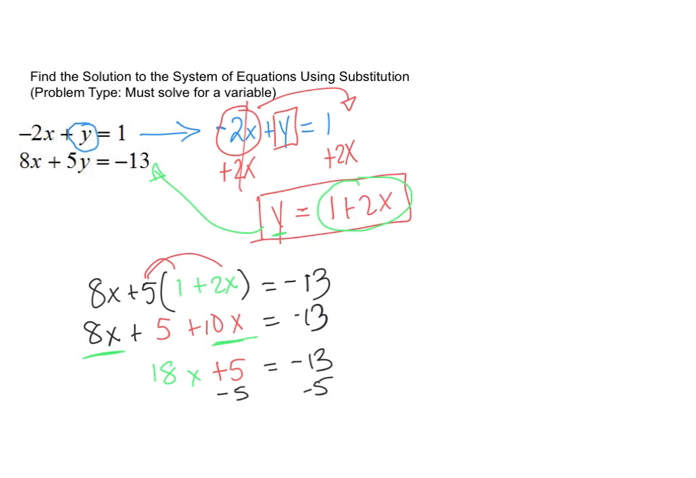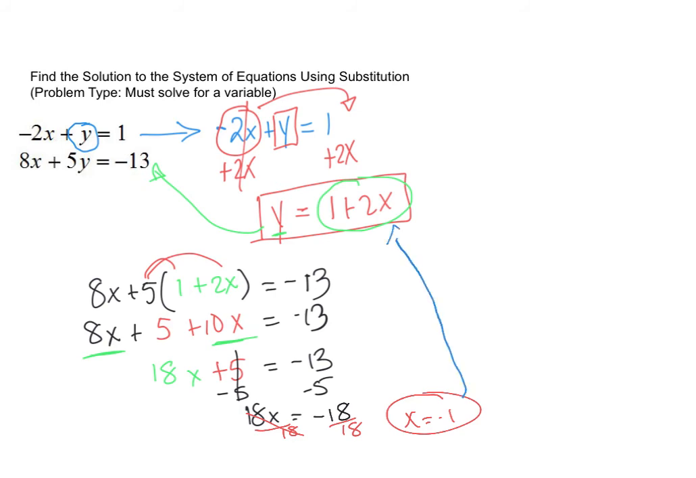Subtract 5 on both sides. 18x is going to equal negative 18. And then divide both sides by 18. X will equal negative 1. And then remember, once you have x equal to a number, you have to go and find y.